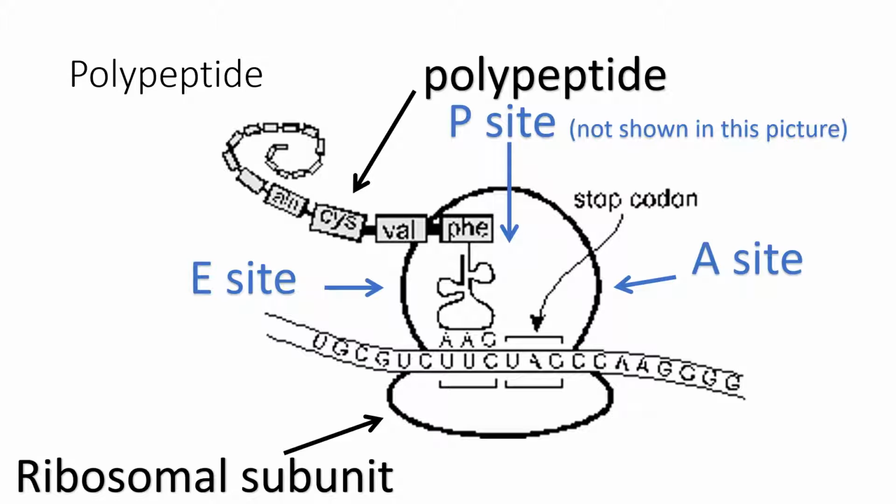As the complex slides down the codon to the right, the tRNA exits the E site and the A site is open to the next transfer RNA molecule. As this continues, the polypeptide is being made as each tRNA brings in a new amino acid. Once the stop codon is reached, the polypeptide is released from the transfer RNA in the P site. The entire complex dissociates.